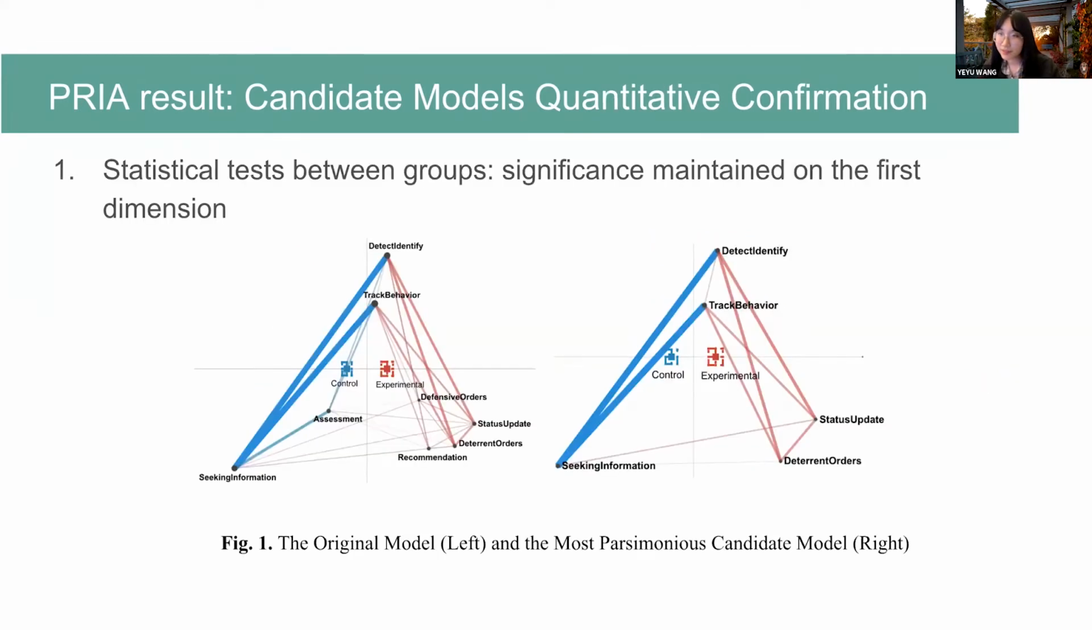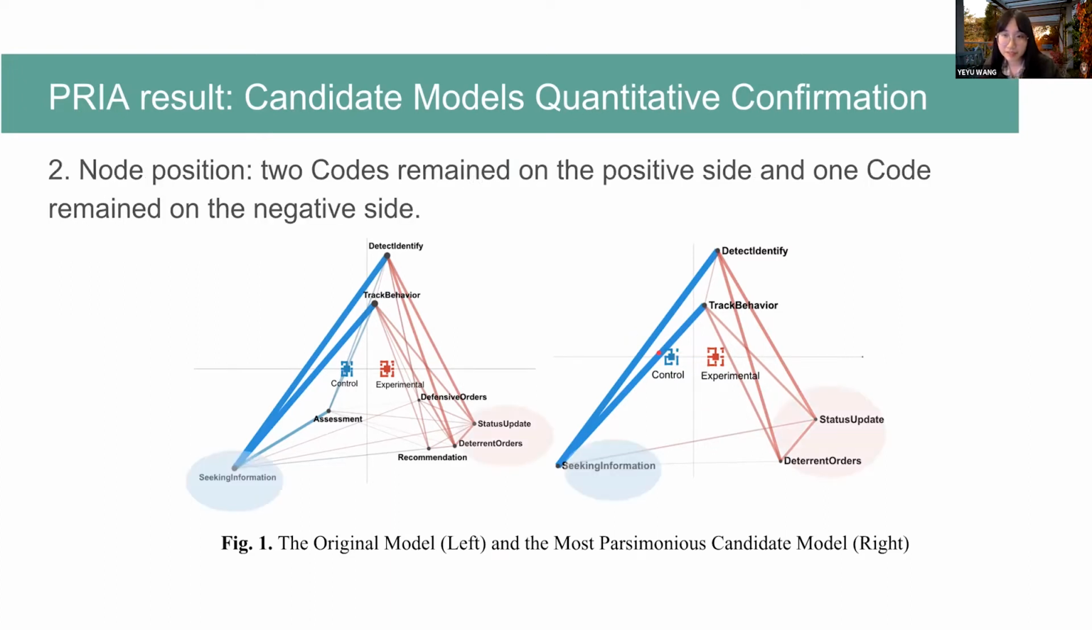And according to the quantitative confirmation, we can tell from the original model on the left that there is a significant difference between the two conditions. And for the reduced model, it's also maintained. The interpretation of the first dimension based on the node positions also remained the same. As you can see, seeking information was still on the most negative side of the dimension, while the codes for technical decision making were still located on the positive side. So the quantitative evidence also shows that removing the codes doesn't change the model or the interpretation of it.